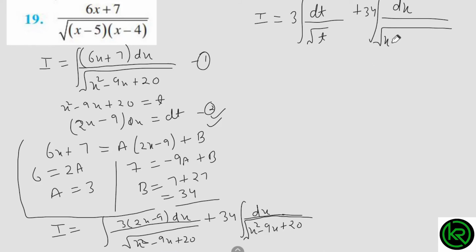So here we have to add and subtract 9 by 2 whole square. Okay students, subtract also we have to.